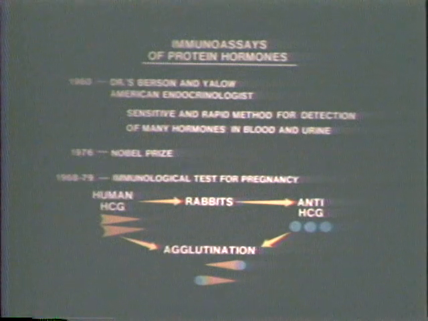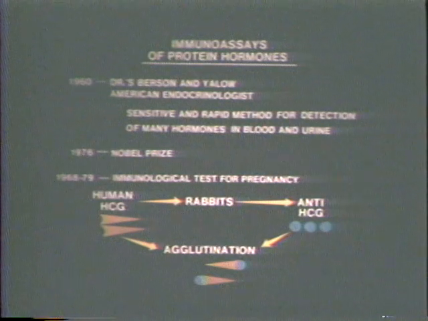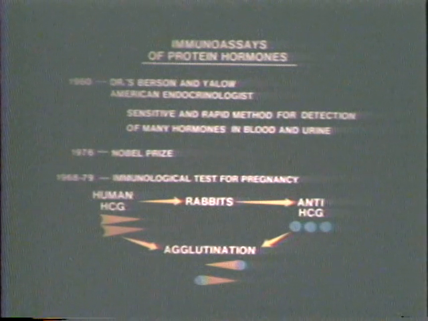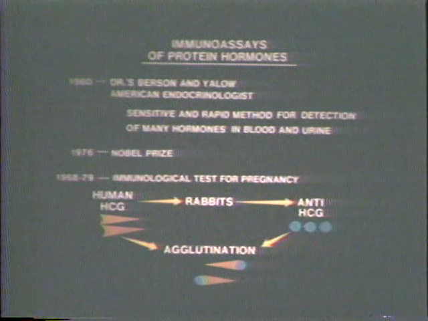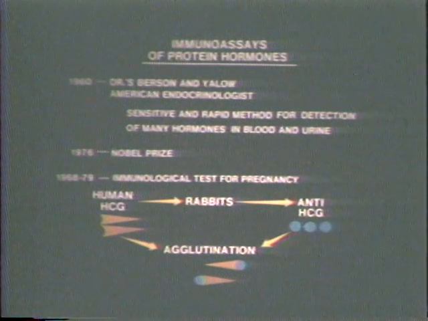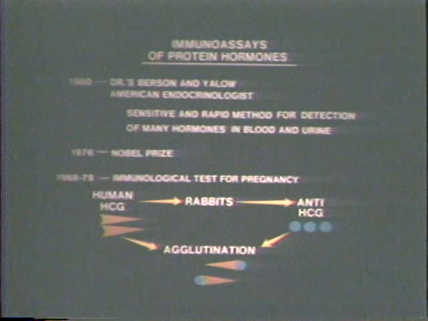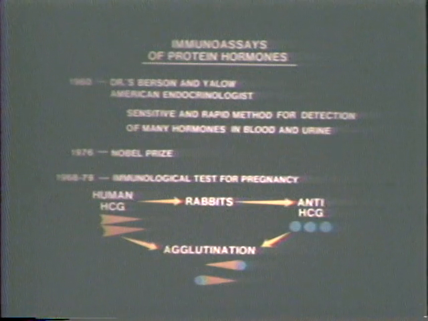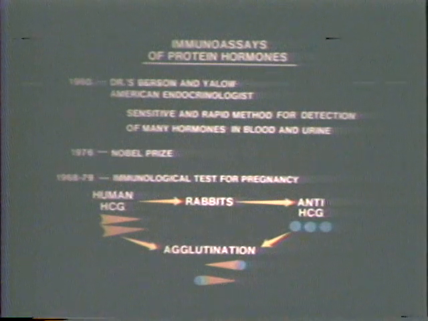Then, if HCG is present in the female's urine, and the antibody collected from rabbits is added to it, agglutination will occur. The immunoassay for HCG is easier to perform, and it is very sensitive. Therefore, it can be used to detect pregnancy soon after fertilization. However, this method is not as accurate as the bioassay for HCG. This is a test which can be purchased in a drugstore.